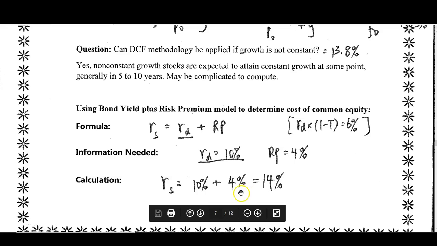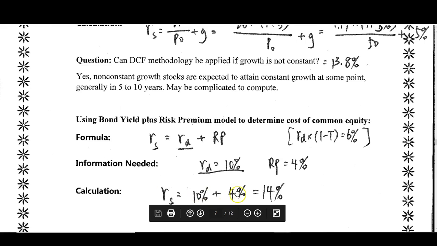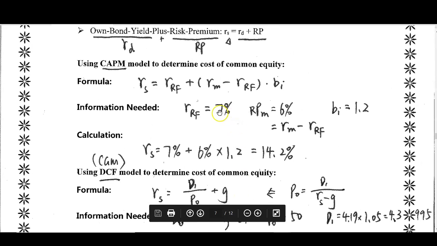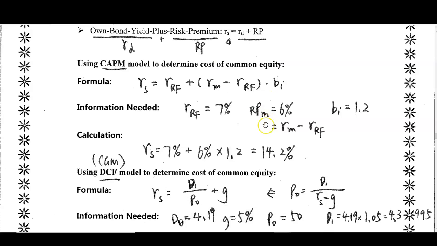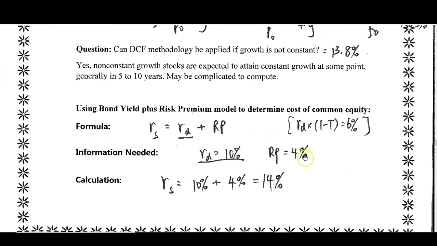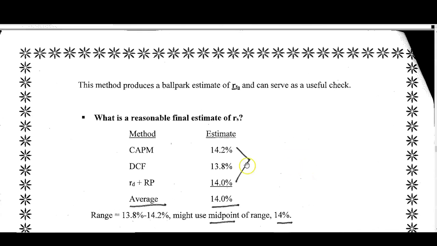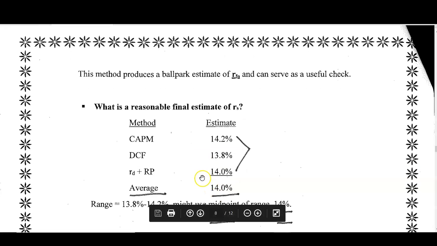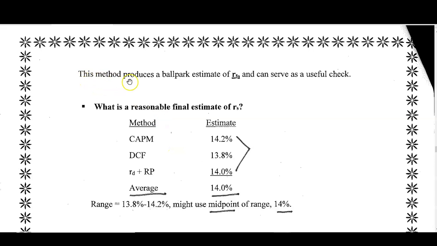Remember the risk premium we use here is the stock over bond risk premium for the own firm. It is different from the market risk premium or stock risk premium in the CAPM model. Okay, these are different concepts. So you can see that we have actually three different results from the three different methods. Okay, the third method produces a ballpark estimate of RS and can serve as a useful check.